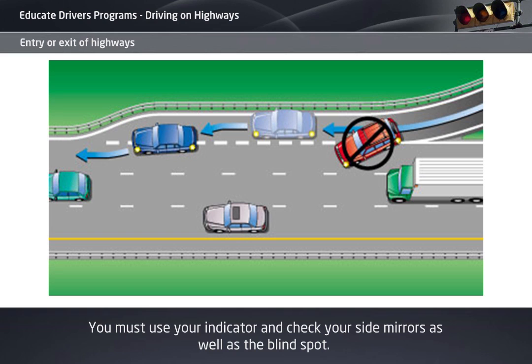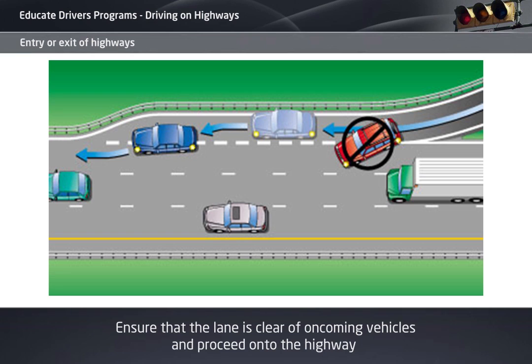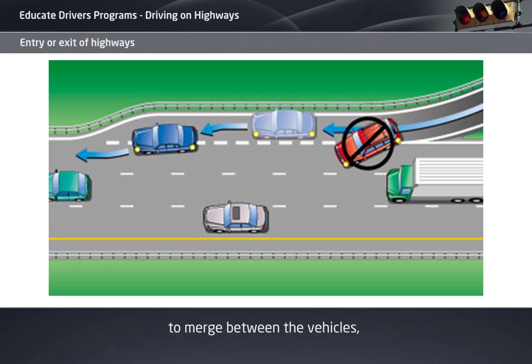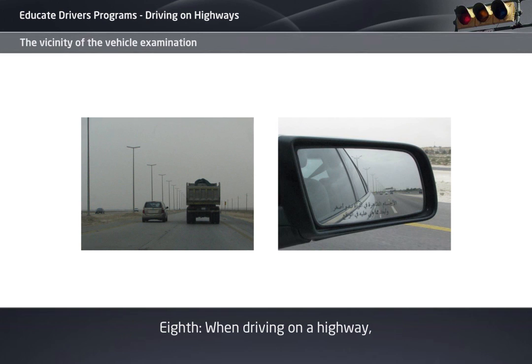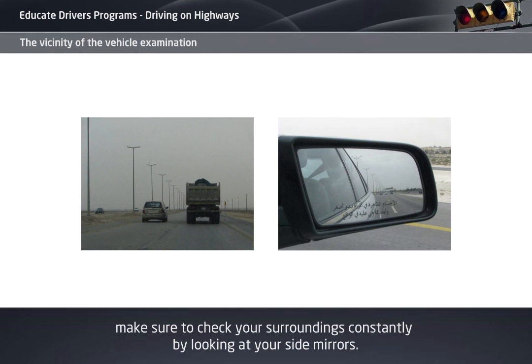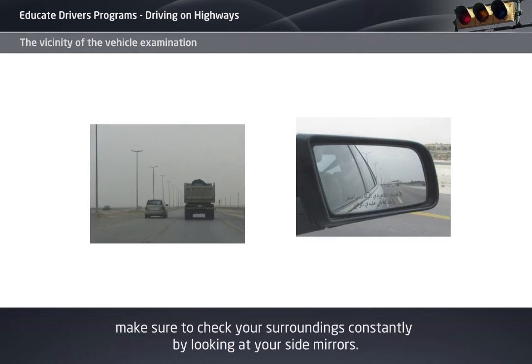You must use your indicator and check your side mirrors as well as the blind spot. Ensure that the lane is clear of oncoming vehicles and proceed onto the highway to merge between the vehicles, then join the vehicles on the right side of the highway. Do not move directly onto other lanes. Eighth, when driving on a highway, make sure to check your surroundings constantly by looking at your side mirrors.